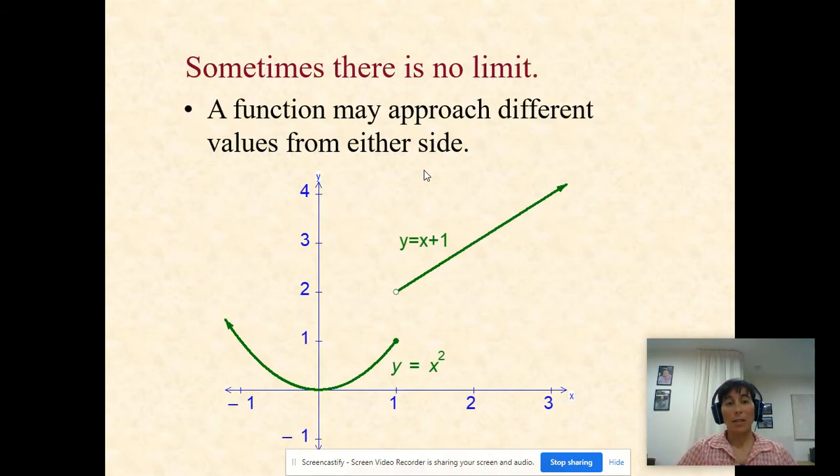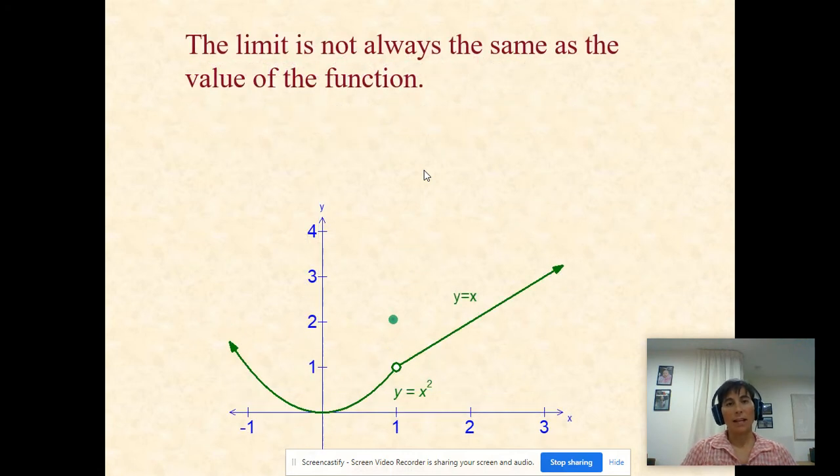This is an example where there is no limit. A function may be approaching different values from either side, and in this case we've got a parabola up to the value of x equals 1, and then we've got a straight line for x is greater than 1. If I get my fingers and look, are they pointing, tending towards the same function value or y value? No, they are not. So that means we say the limit as x tends towards 1 does not exist, or there is no limit.